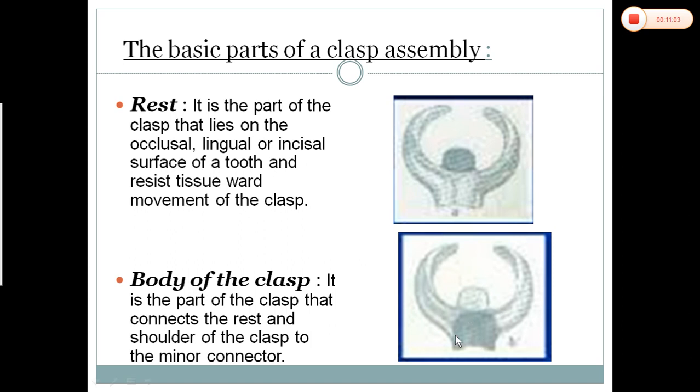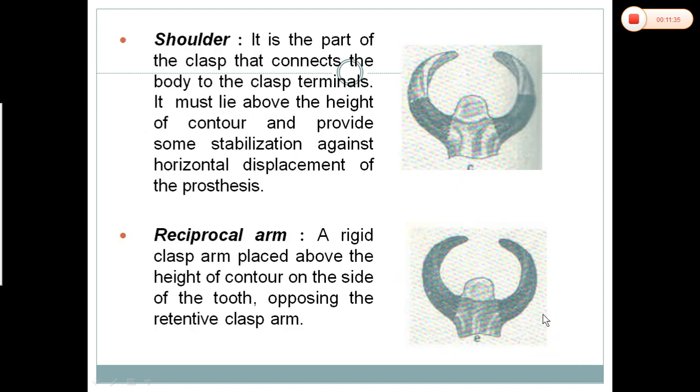Next, the body of the clasp. The body of the clasp is the part of the clasp that connects the rest and the shoulder. If we take the body, these are the arms. The body connects the arms with the help of the shoulder. The part of the clasp that connects the rest and shoulder of the clasp to the minor connector is known as the body of the clasp.